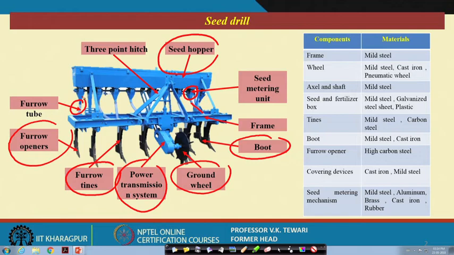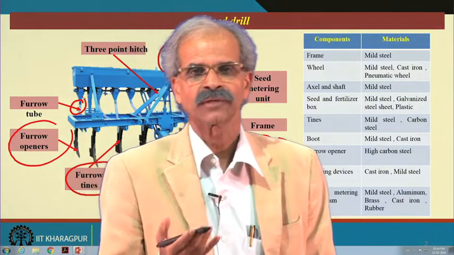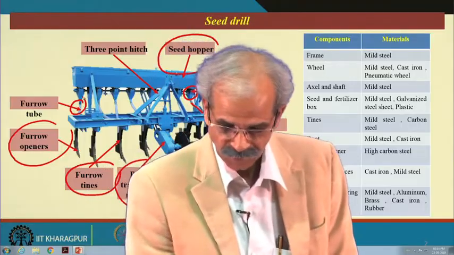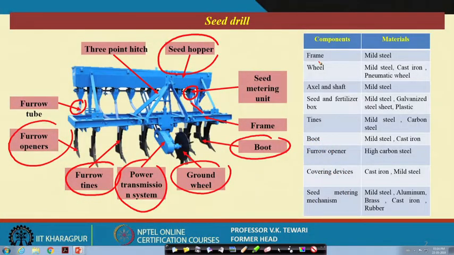So the various components are given here, and let us look at these components and their corresponding material of construction, which is very important from the designer's point of view, from an engineer's point of view. You must have an idea as to what is the different material of construction of a particular component. Say for example, the frame, which is the main frame of the whole unit. It need not be a very hardened one, but mild steel can be used for this. The wheel is made of mild steel. It could be a cast iron wheel also, but weight will increase. It could be a pneumatic wheel, depending upon the condition in which we want to use the seed drill.